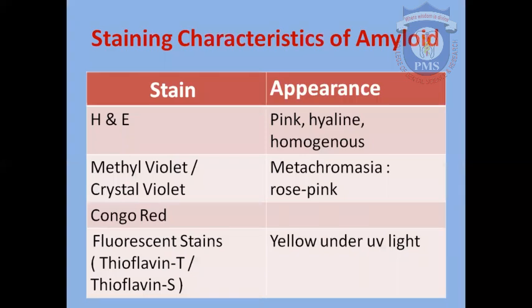Staining characteristics of amyloid. Stains include hematoxylin and eosin stain, which give a pink, hyaline, homogeneous appearance. Methyl violet and crystal violet, which produce metachromasia, giving rose pink appearance. Congo red stain will be discussed later. Fluorescent stains. Thioflavin T, thioflavin S gives yellow color under ultraviolet light.